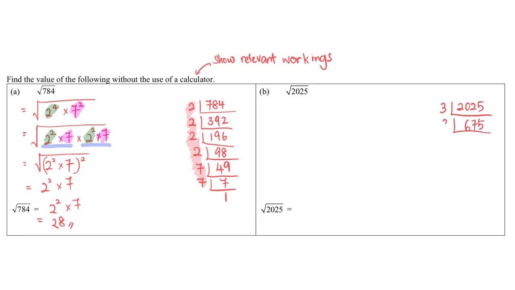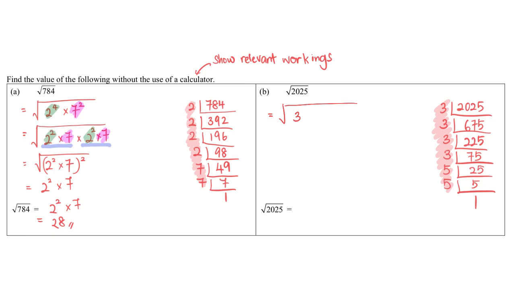And again, I can divide by 3 to give me 225. I continue to divide by 3, and eventually I cannot. The next prime number will be 5. And I got my prime factorization. And so, replicating what we have just seen previously for 784, I can rewrite 2025 as 3 power 4 times 5 power 2.